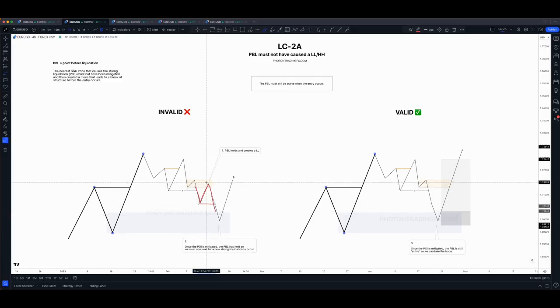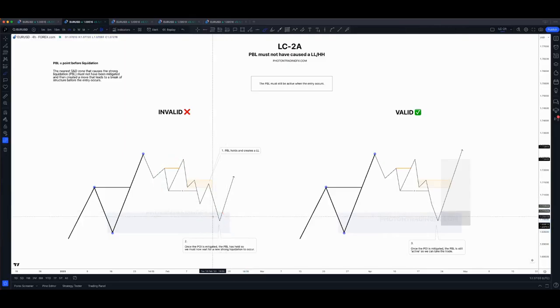That's when we say the PBL has held and the PBL has done its job, because supply held and it's caused a new low. If that happens, that means we are no longer interested in this strong liquidation. That is a mechanical rule that you can use to solve the problem of asking, is the strong liquidation that occurred still relevant for the move that we are trying to trade from this POI?